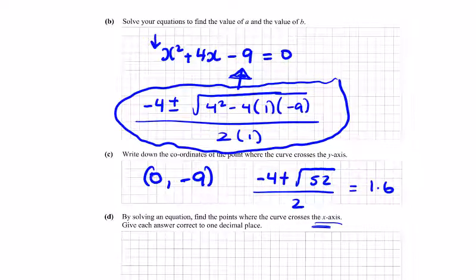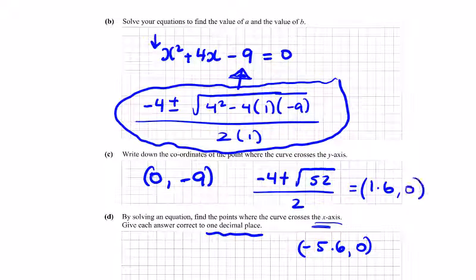This gives me 1.60. Does it ask for decimal places? One decimal. Okay, so it's 1.6. And then the negative version of this answer is giving me, correct to one decimal, minus 5.6. So it's minus 5.6 and 1.6 for the 2 points where it crosses the x-axis. So you've seen two examples of quadratic formula. Make sure to use your calculator every time and double or triple check your answer.